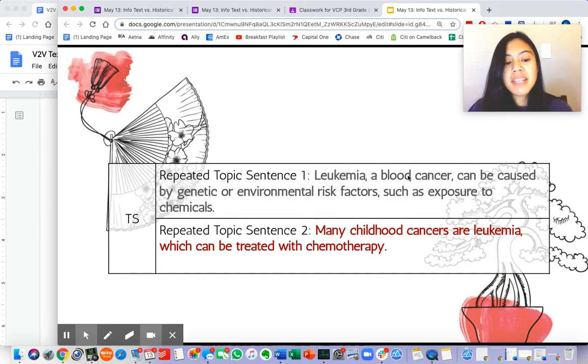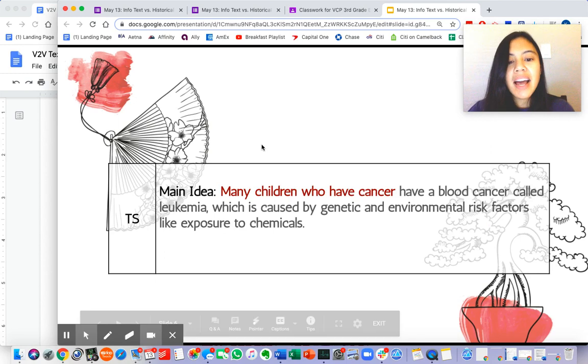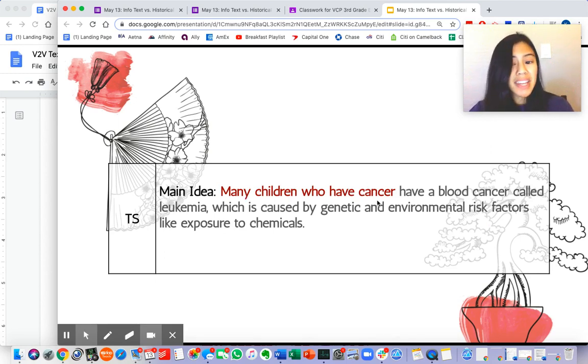My two topic sentences were leukemia, a blood cancer, can be caused by genetic or environmental risk factors, such as exposure to chemicals. And many childhood cancers are leukemia, but they can be treated with chemotherapy. When I put these together, I have many children who have cancer have a blood cancer called leukemia, which is caused by genetic, you're born with it, and environmental, things around you, risk factors like exposure to chemicals.